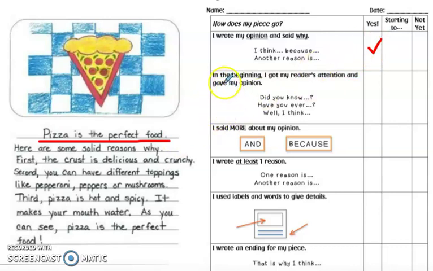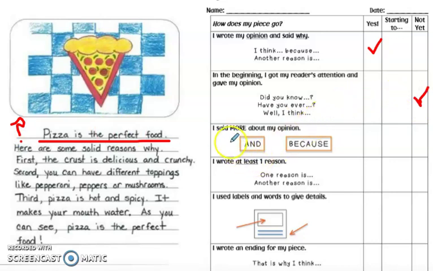Number 2, in the beginning, I got my reader's attention and I gave my opinion. Do you see this student start with a question sentence to get the reader's attention? 那他有没有用一个问句作为开头去引起读者的注意呢？ I don't see anyone. Alright, I don't see anything. So I mark a question mark here. So I check not yet.